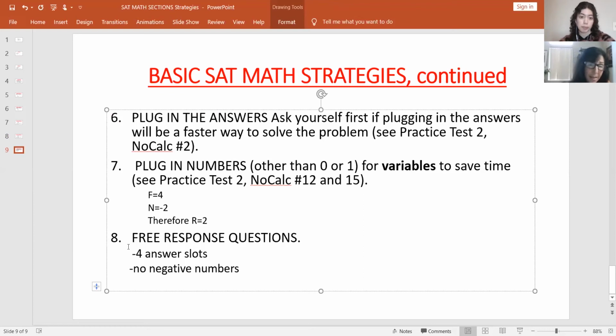Okay, and then the last part of the basic strategies, and we'll look at all of this on practice 2 in just a moment, is free response questions. 4 answer slots, no negative numbers. Okay, any quick questions about the math before we move on to look at practice test 2?